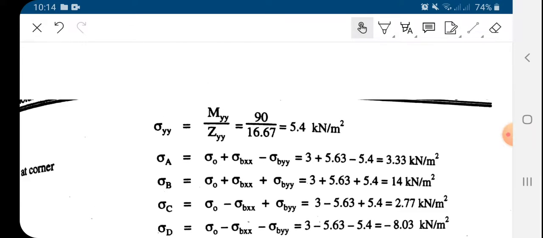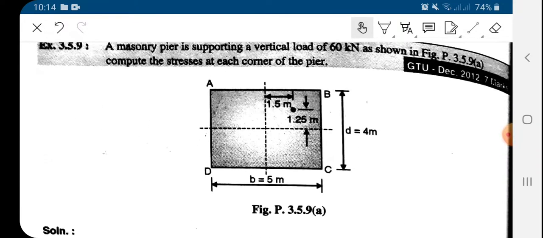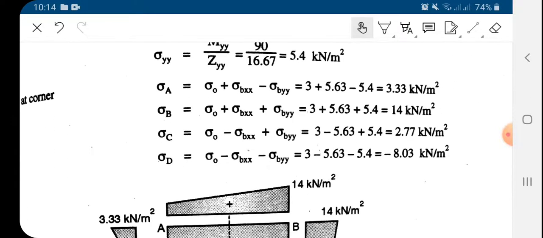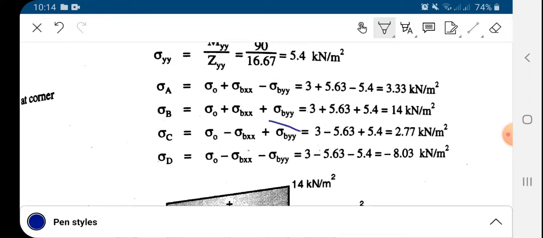For point C, sigma x will be under compression and sigma y will be under tension. So sigma x will be negative and sigma y will be positive. Okay.